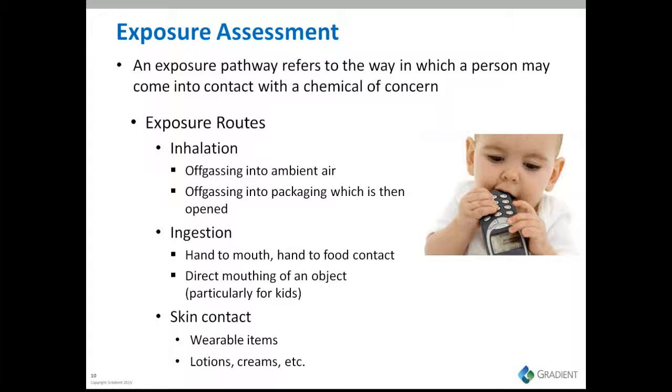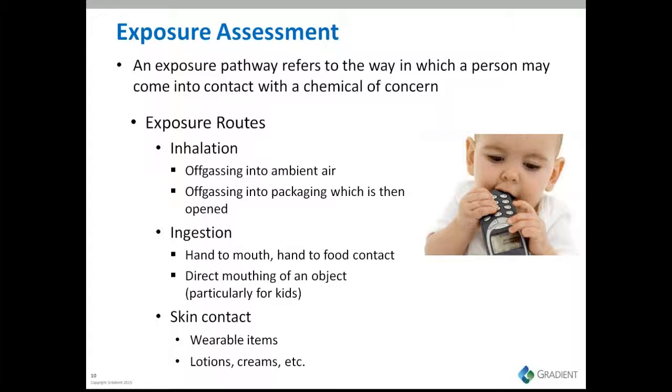It's also true that for both adults and children, this idea of hand-to-mouth or hand-to-food contact may also be significant. So if someone is coming in contact with the product and then they use their hands for eating, there may be transfer of the chemical from the hand to the food and then ingestion that way. So that may also be something you would need to consider.